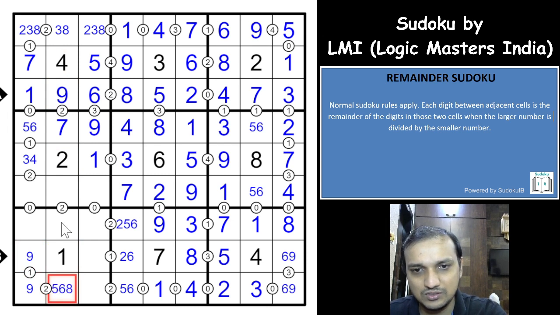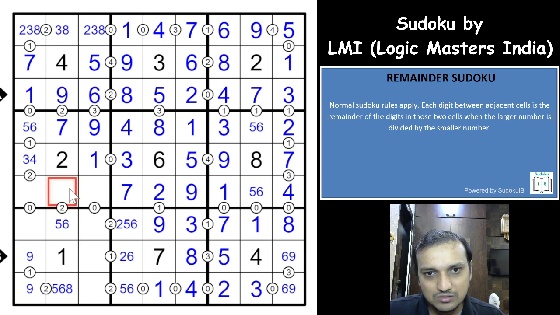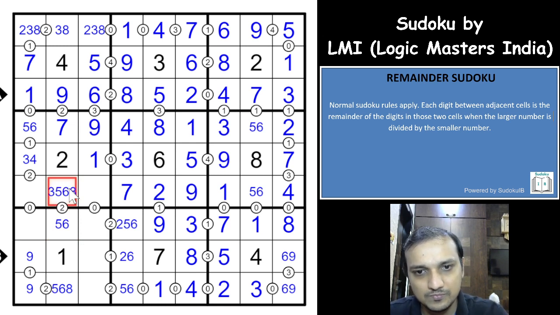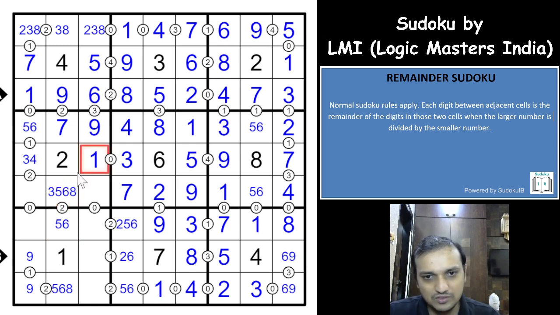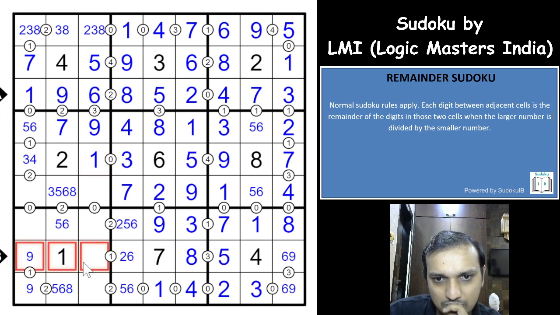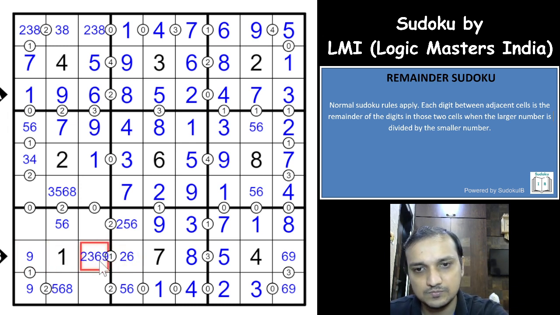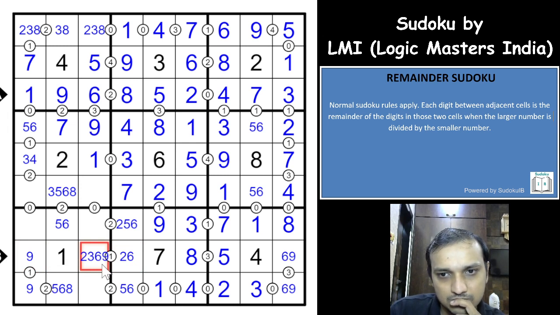So this is 5, 6, 8. 3, 8. This is 5, 6. That can be anything. Okay, 3, 5, 6 and 8. 2, 6, 9 and 2, 3, 6 and 9. So 3 would have to be in one of these two cells. Okay, this would work. 2, 3, 6 and 9. 2, 5, 6 and 4. So 4 would have to be in one of these two cells.